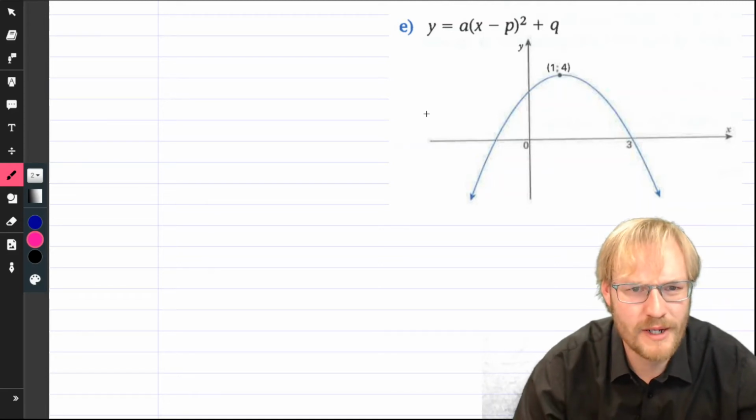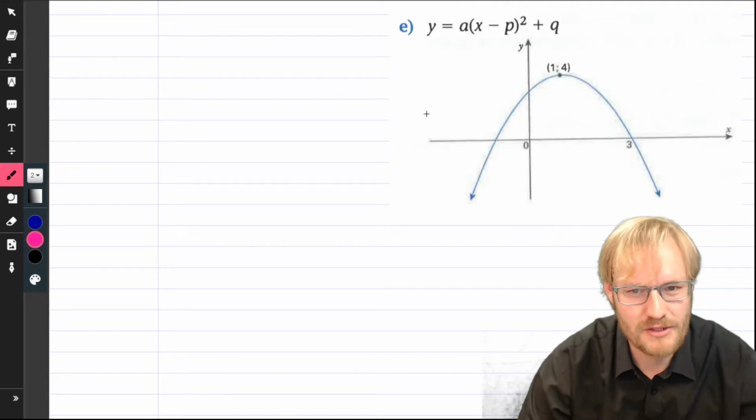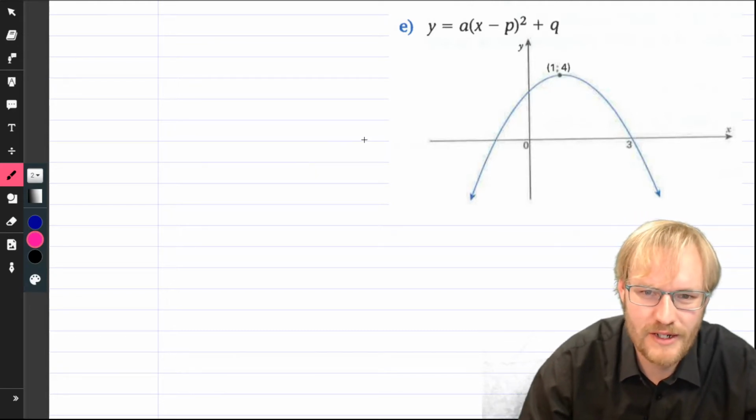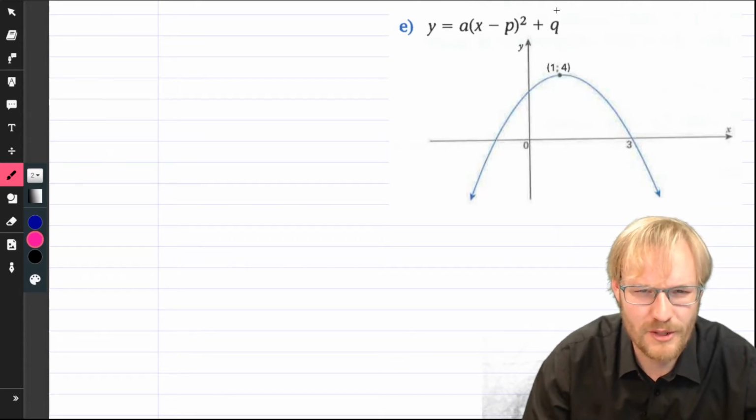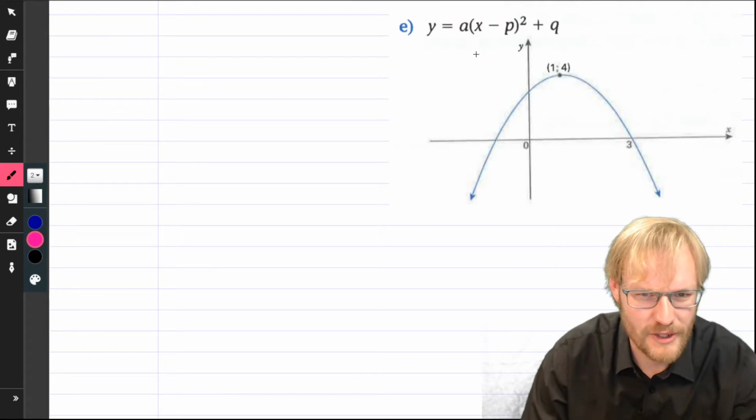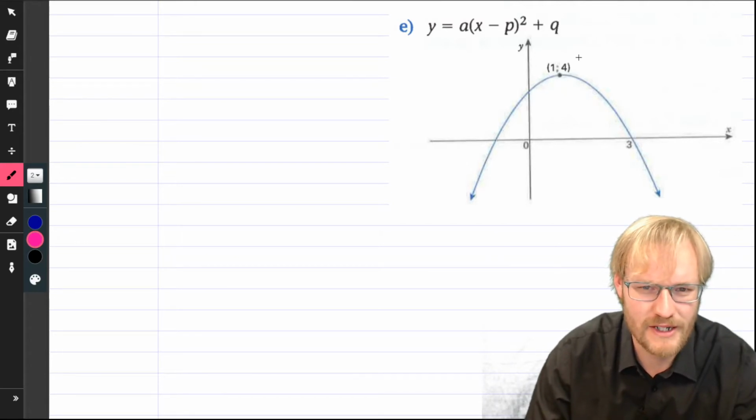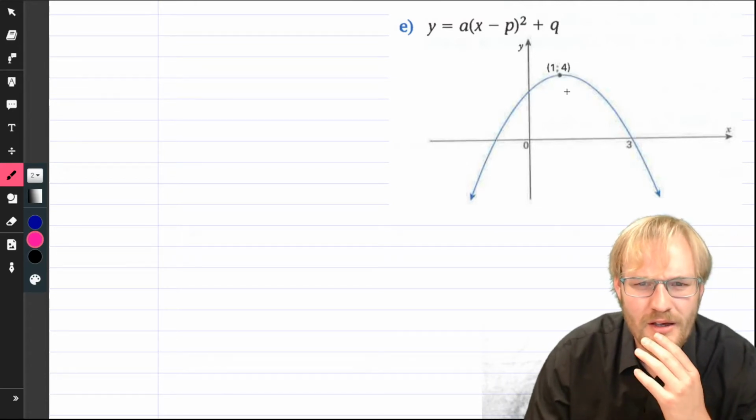Okay, we're given a parabola for this one in question E, and we're given the turning point. Makes our life really, really easy if they give us the turning point, or the easiest, I think, because we've got here our parabola in turning point form, and on Monday we're going to see how do we turn any parabola into this form. And we're given the turning point.